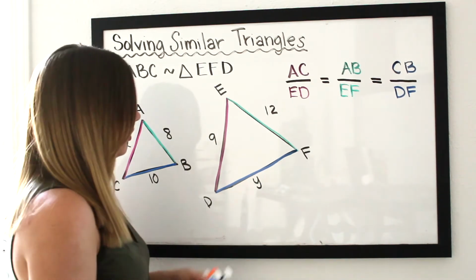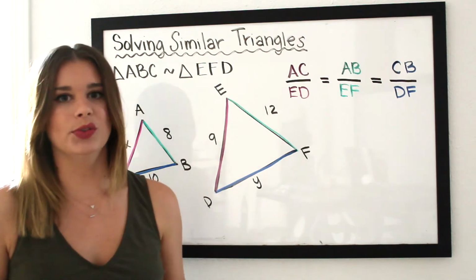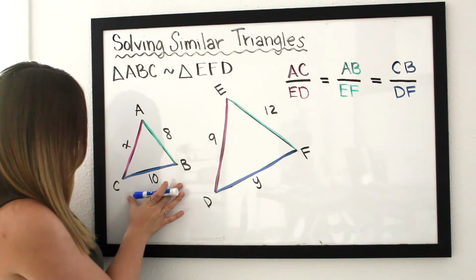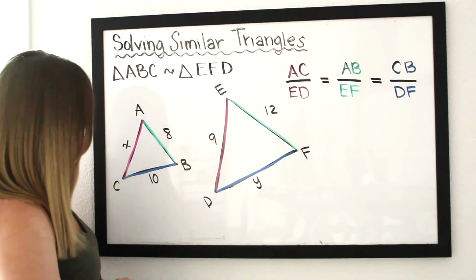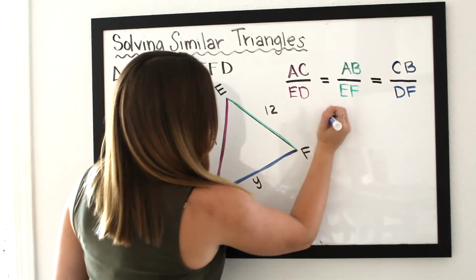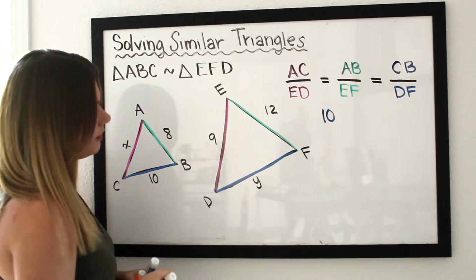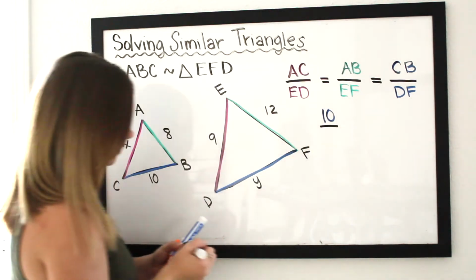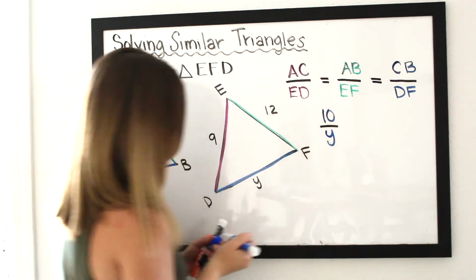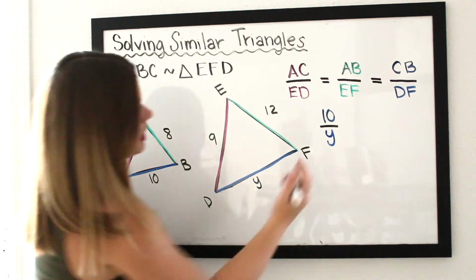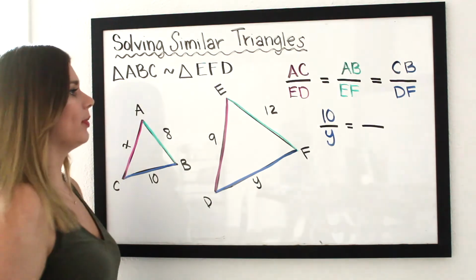Okay, so now we're going to solve for y. That means I need to create a ratio that involves y, and that ratio is going to be CB over DF, this one right here. CB over DF would be 10, that's the length of CB, over y, and that's going to be equal to the ratio where we know both corresponding sides.